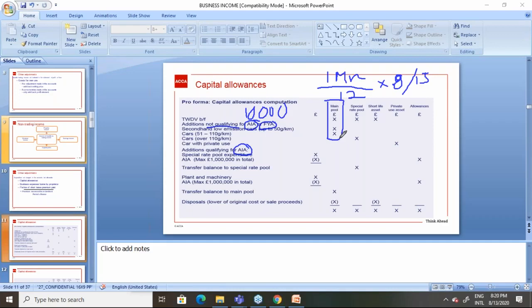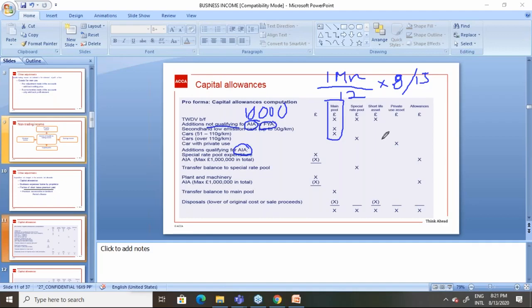So how do we identify whether it should be included in the special rate pool? It's always better to remember the type of plant and machinery that are normally included in the special rate pool. We include high emission motor cars where the carbon dioxide emission is more than 110 grams per kilometer in the special rate pool. In addition to that, long life assets. What are long life assets? They are assets with a lifespan exceeding 25 years and with a cost exceeding 100,000 pounds. We call them long life assets. They are included in the special rate pool.